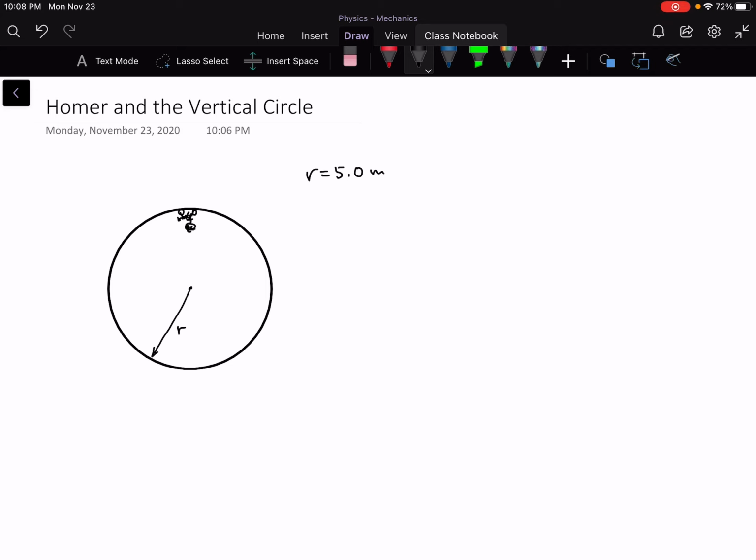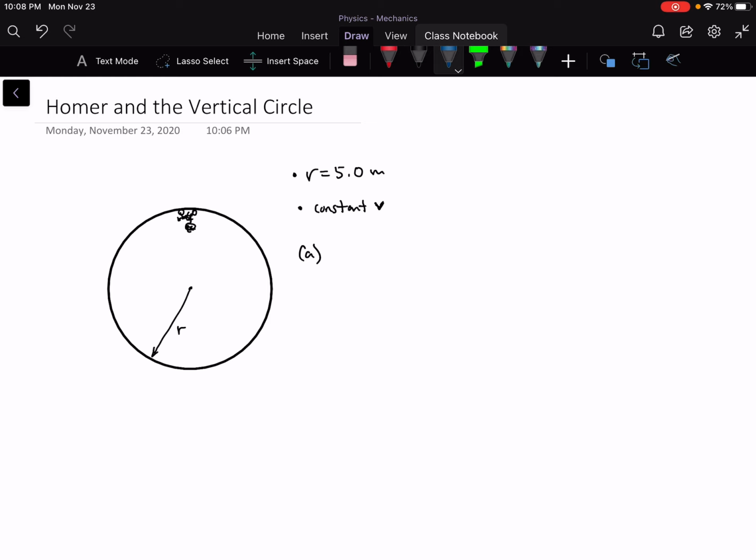Homer is maintaining a constant speed as he whizzes around and around the loop. Okay, so constant v. A. List the forces acting on Homer at the top of the loop here. Draw a diagram of these forces in your written work.